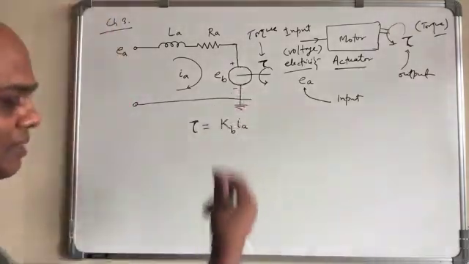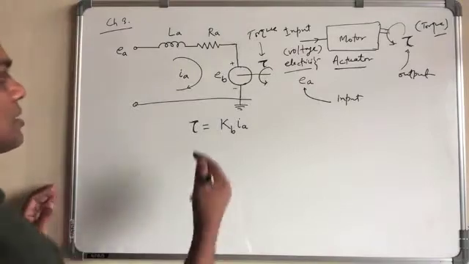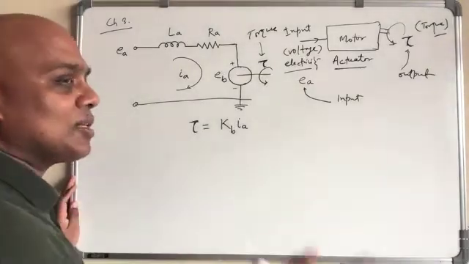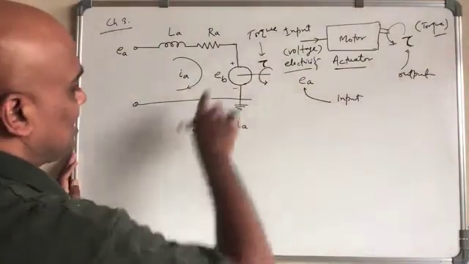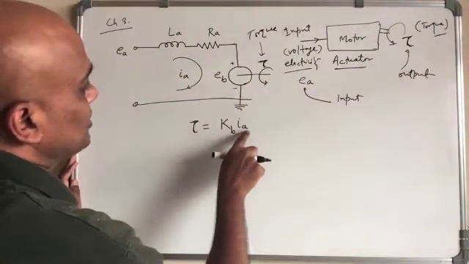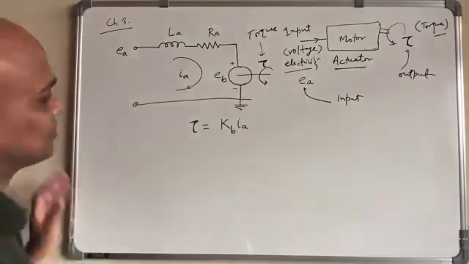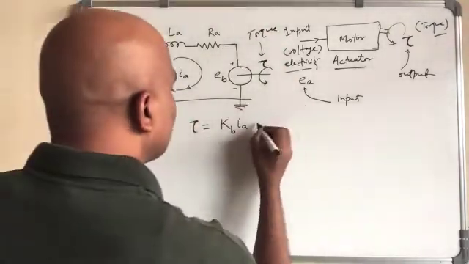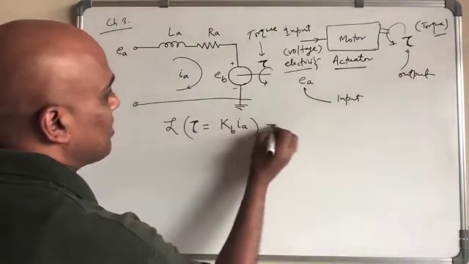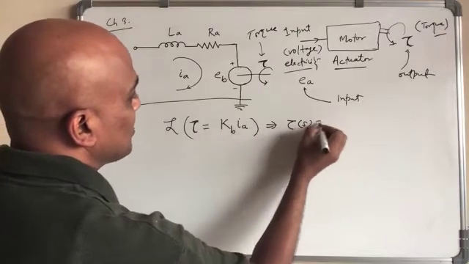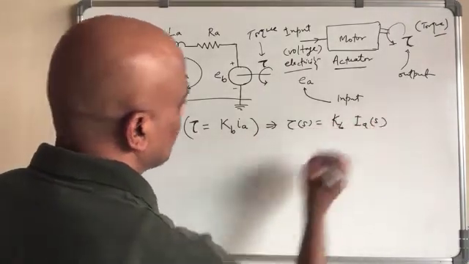There will be some force applied to that. And the more the current, the more the force generated, and hence the more the torque generated. So tau is proportional to Ia, where Ia is the current flowing through this loop. Take the Laplace transform, and what you get is tau s equal to Kb, which is a constant, times Ia s, like this.